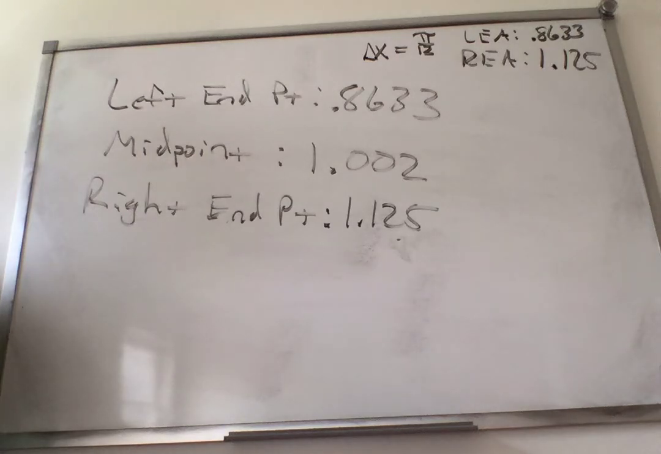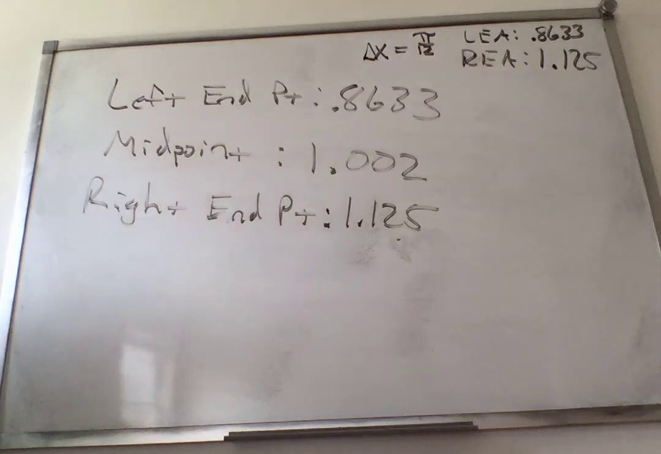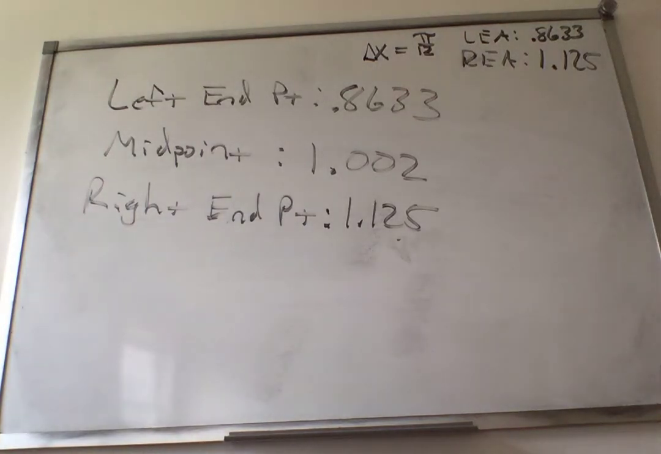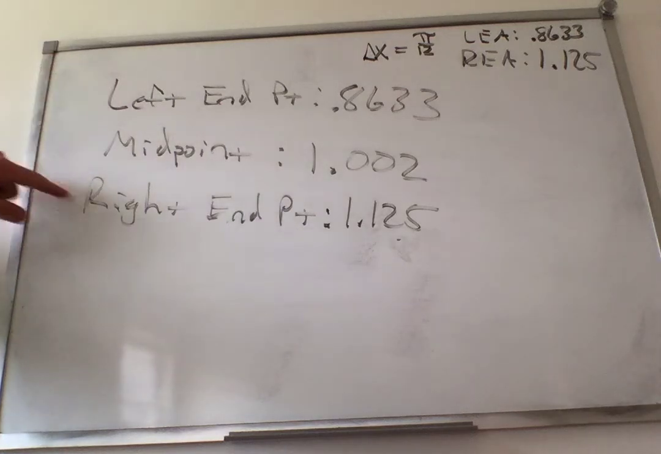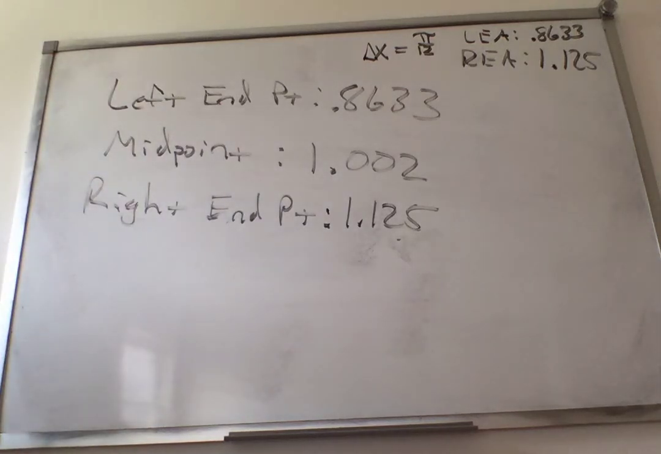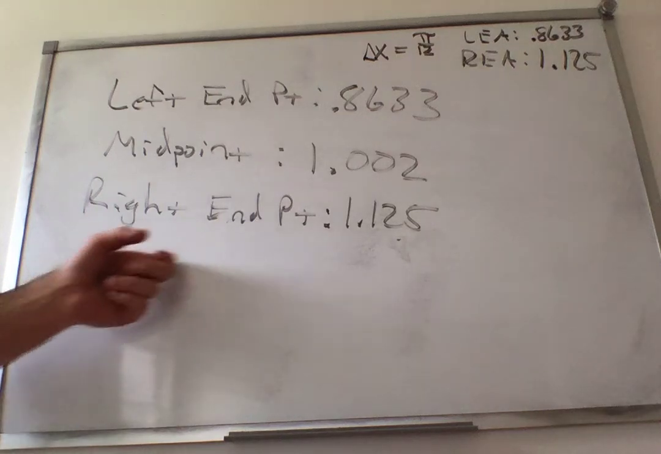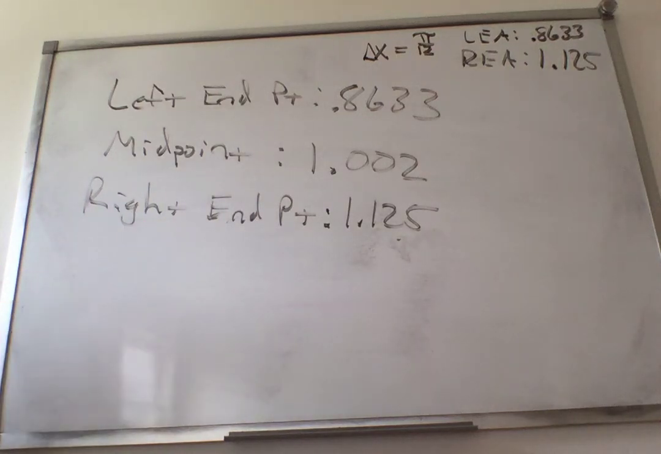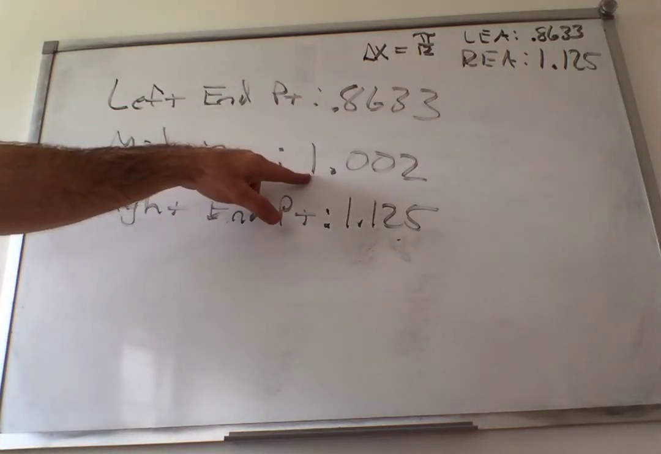Now, of course, if you do more rectangles than 6, say you do 12 or 100 rectangles, and so on, they each will get better and better approximations to the actual area. In fact, the actual area is exactly equal to 1. The area of that curve right there is equal to 1. If you notice, look at the midpoint. It's really close to 1. Okay?